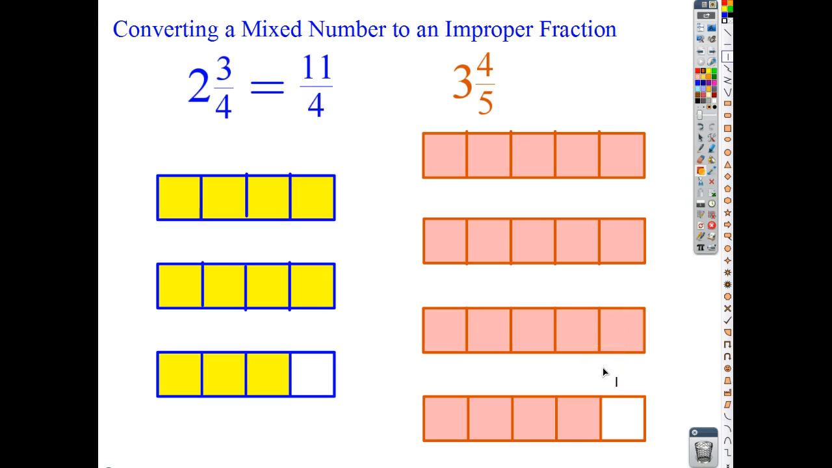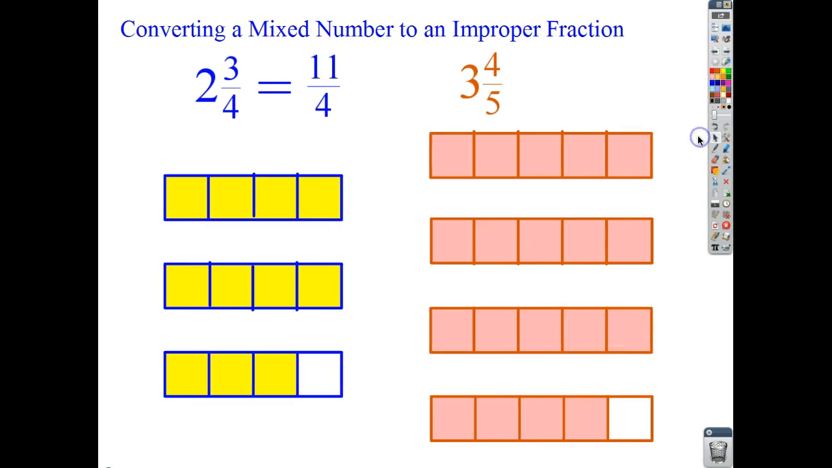Now I've cut them all into fifths, and I'm going to go through and count them all. So 1, 2, 3, 4, 5, 6, 7, 8, 9, 10, 11, 12, 13, 14, 15, 16, 17, 18, 19. So I have 19 fifths. Whoa, what's going on here? There we go. I've got 19 fifths.